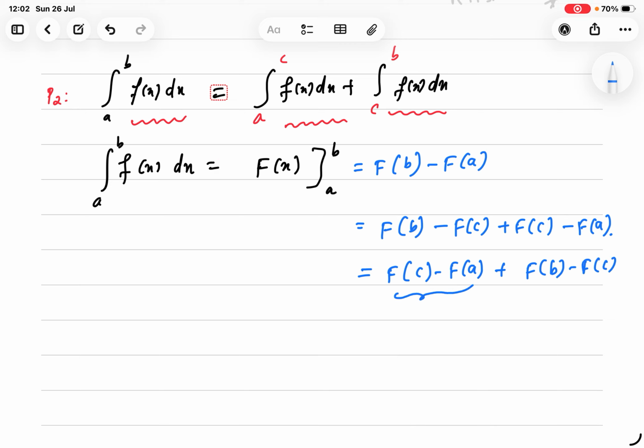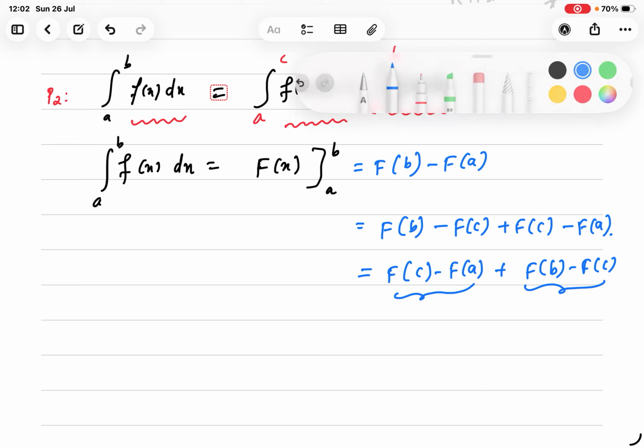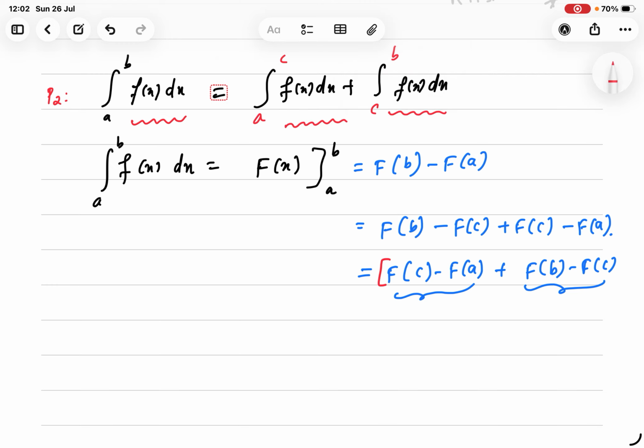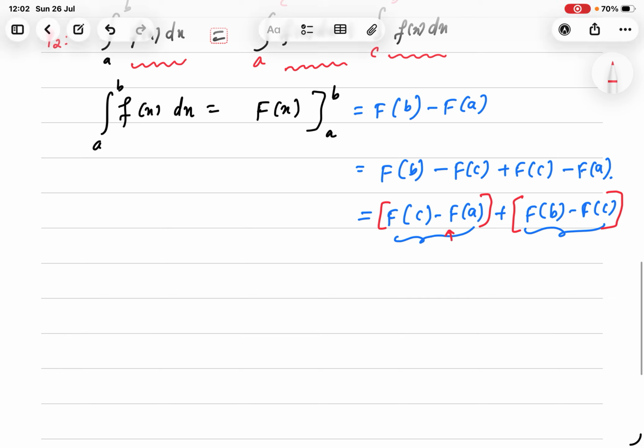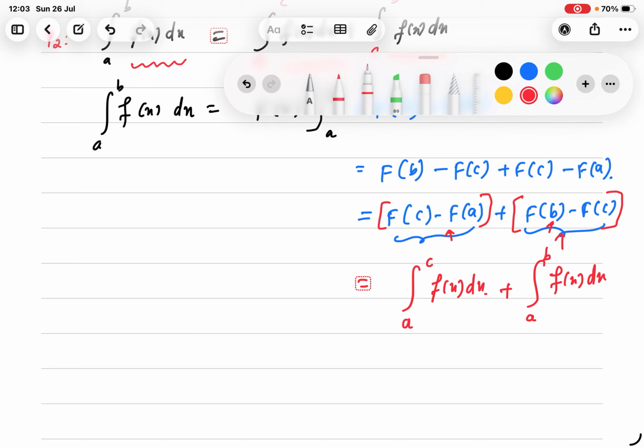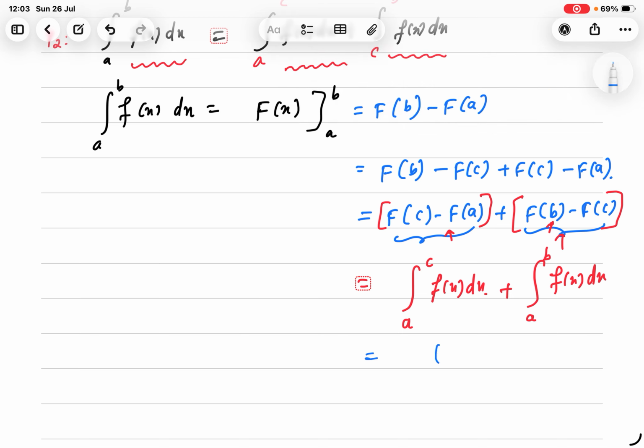You can write it as, this is the first one and this is the second one. Now take this as a separate integral and this as another integral. For the first, the higher range is c and the lower range is a, plus for the second, the higher range is b and the lower range is c. Then f of x with respect to x in each. This is your final answer, hence proved. I hope this is clear.